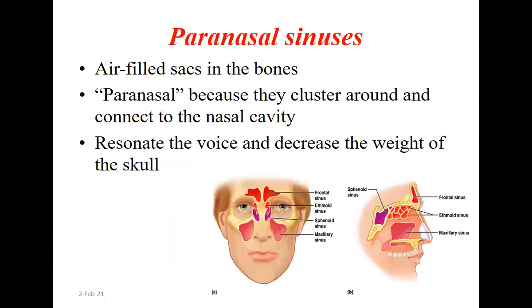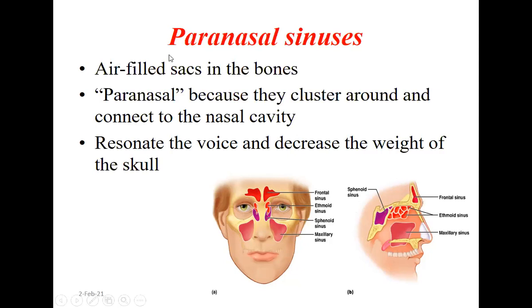Now coming to the next part of the face, the facial bones, those are called the paranasal sinuses. Sinus means space, so whenever there is a space, we call it a sinus. Para means beside, nasal means nose. So around the nose there are sinuses, spaces. These are called the paranasal air sinuses because they are filled with air.